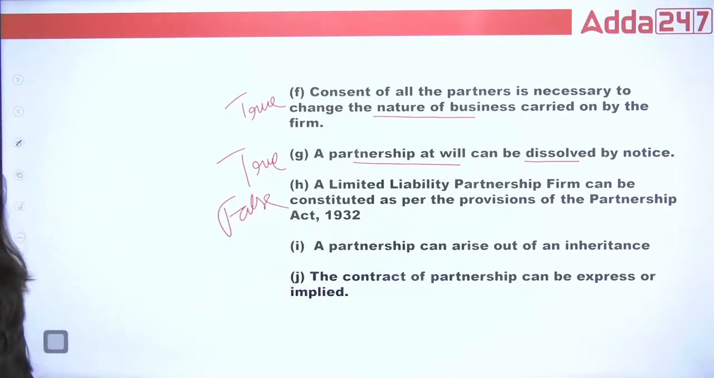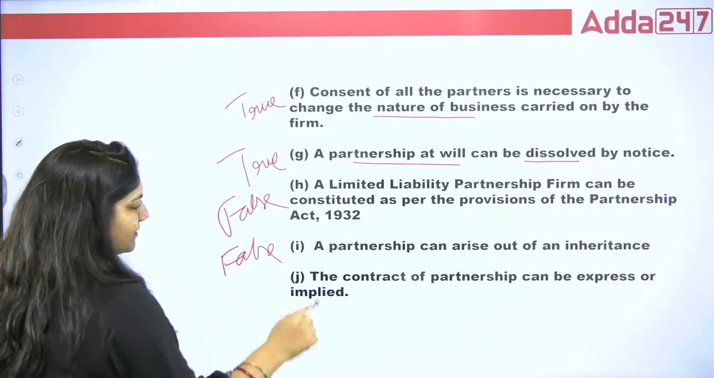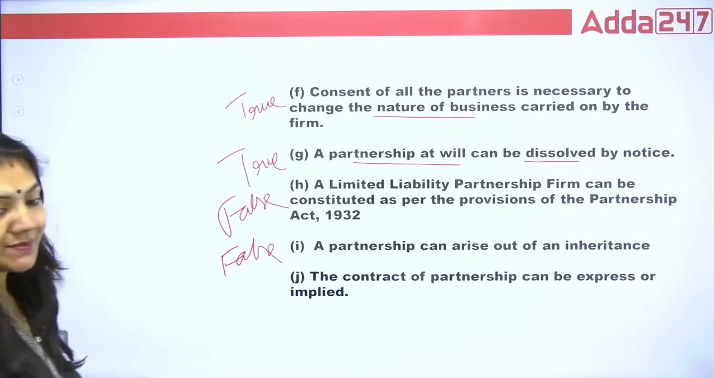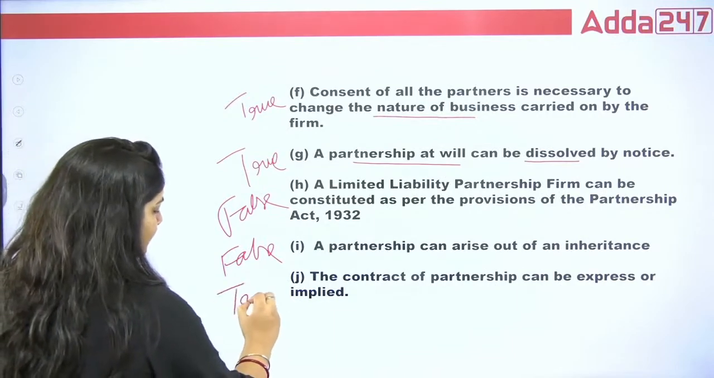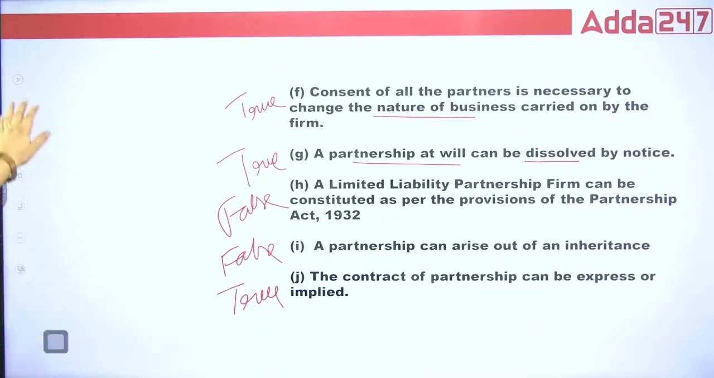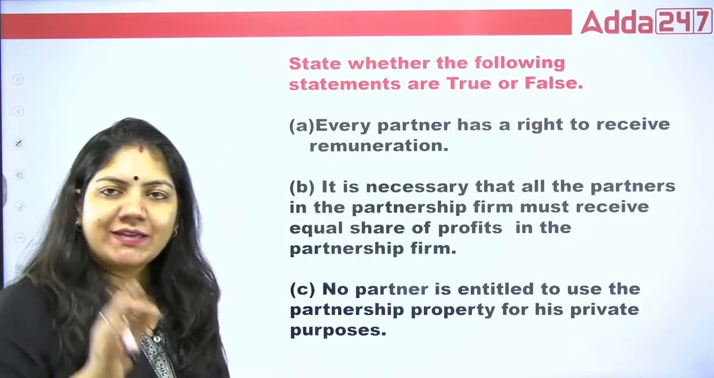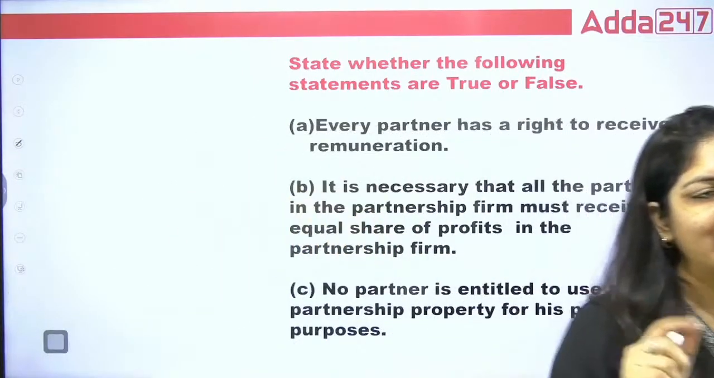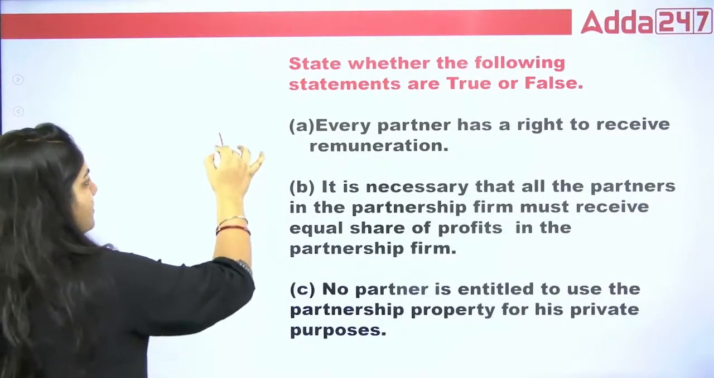A partnership can arise out of inheritance. Tell me, guys. That is false, because it is made by the deed. The contract of partnership can be express and implied. That is true. Okay. Every partner has a right to receive remuneration. Each line we have just read in the notes. So every partner has a right to receive remuneration? The answer is no. Why, class?